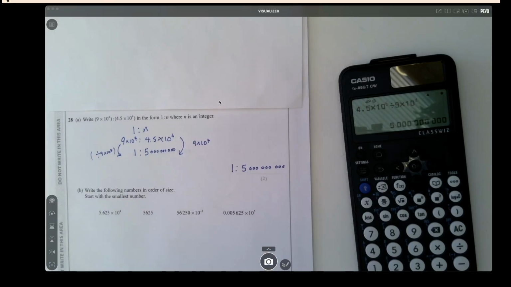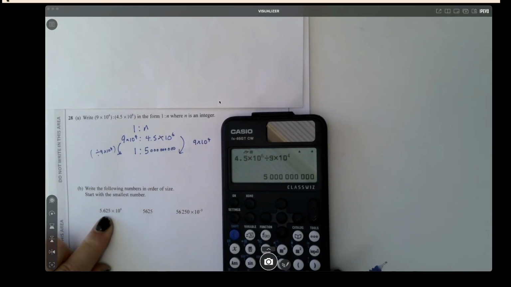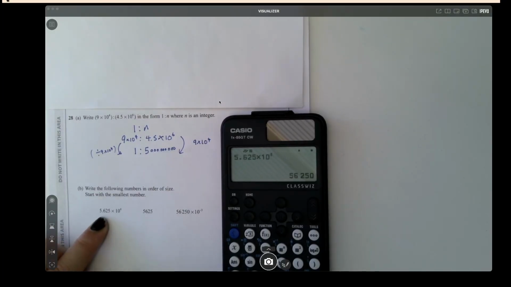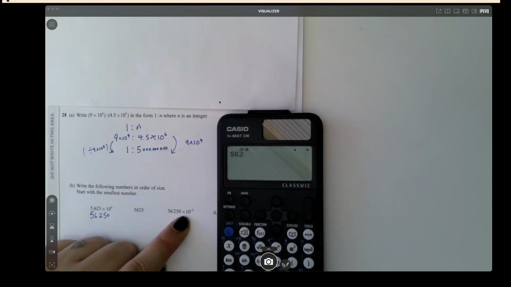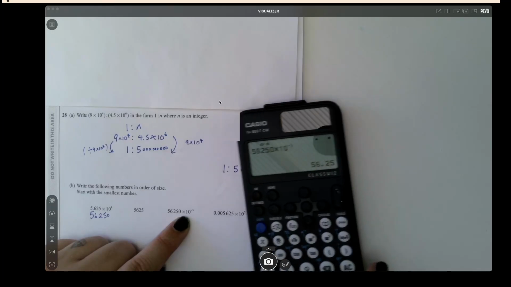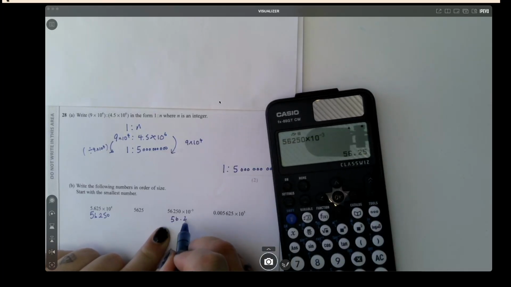Part B, write the following numbers in order of size. Start with the smallest number. So we want to figure out what these numbers are. So 5.625 times 10 to the power of 4 is 56,250. We already know what that is. Now this one, 56250 times 10 to the power of minus 3, which is 56.25.